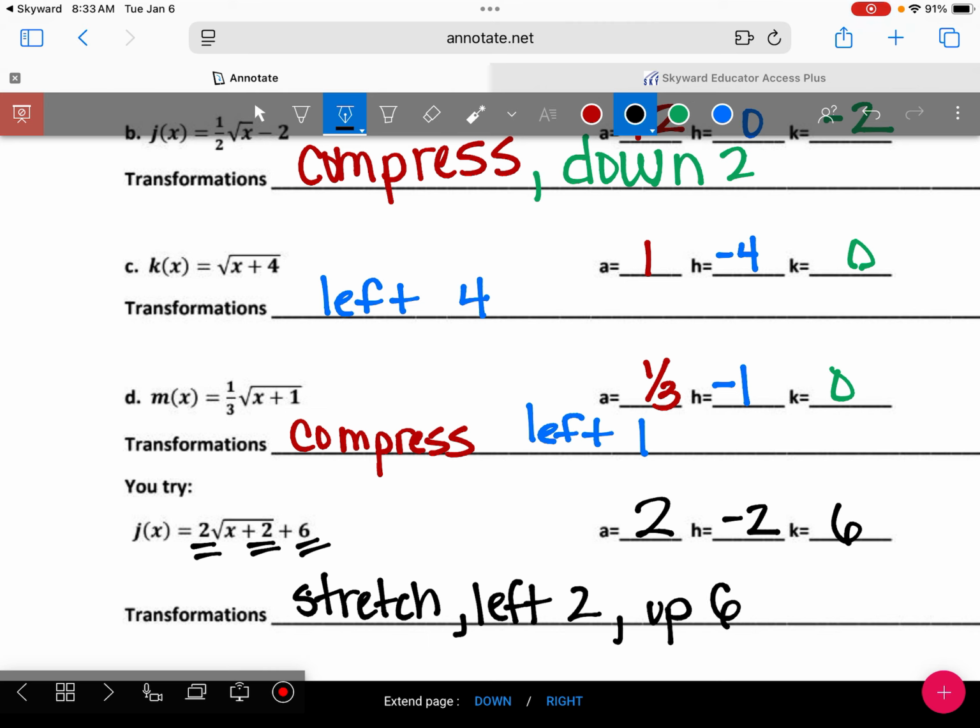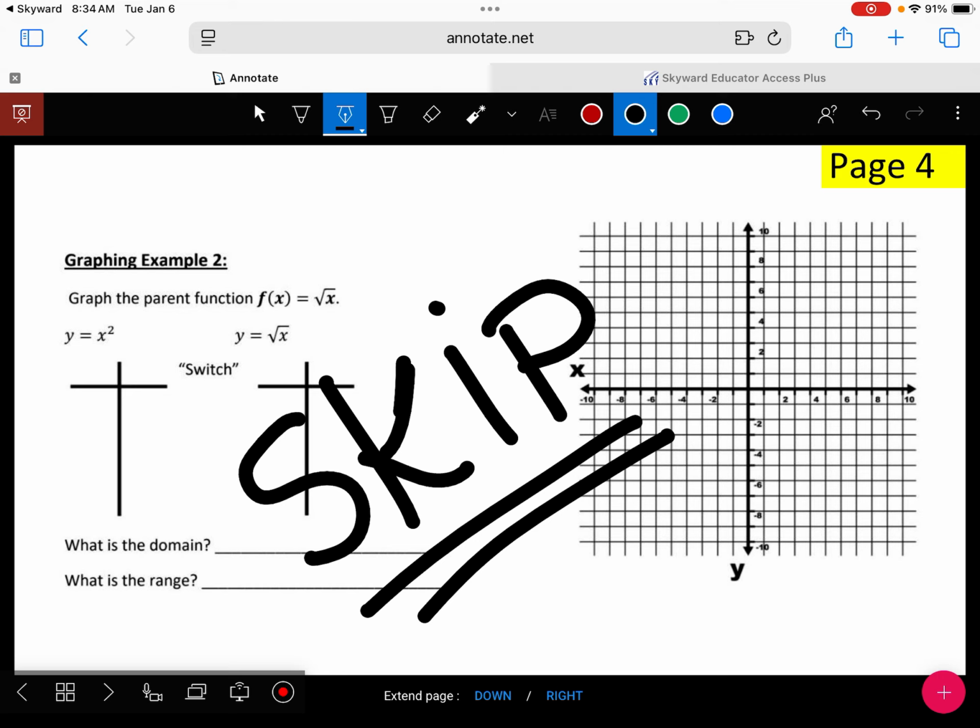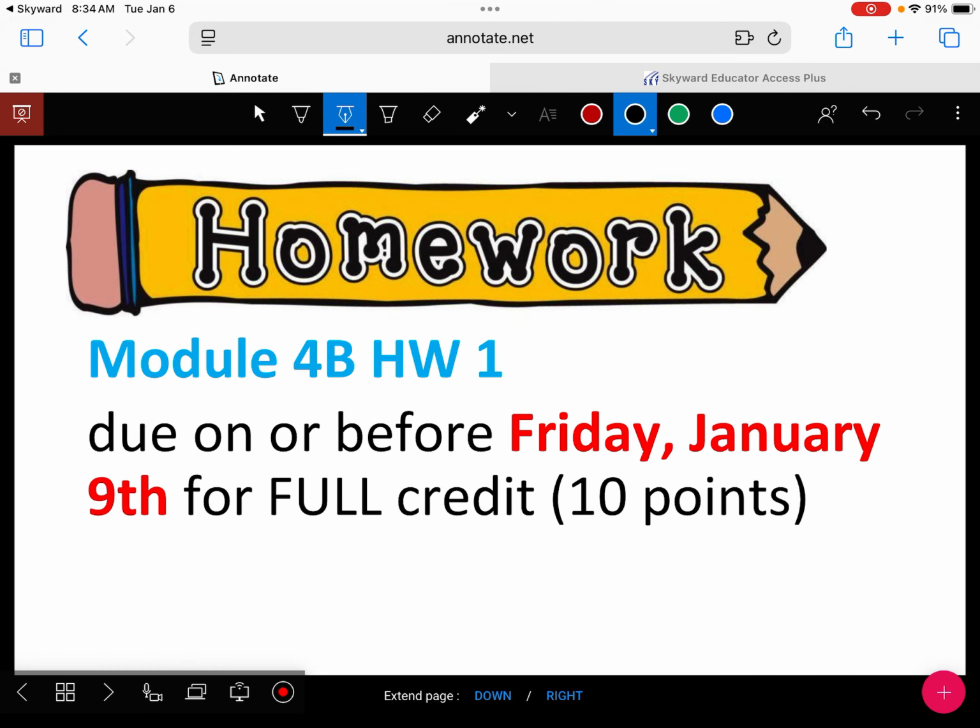All right, we actually already did a question like example 2, so we're going to skip that one. We're not doing that one because we already did that. So now let's move to our homework and let's get that started together.